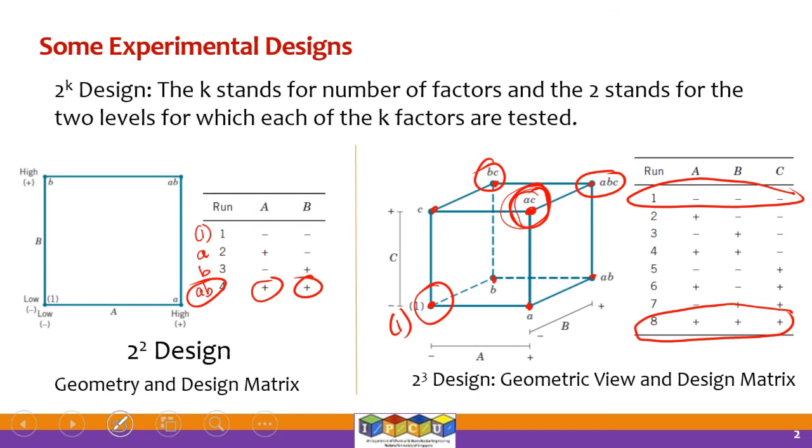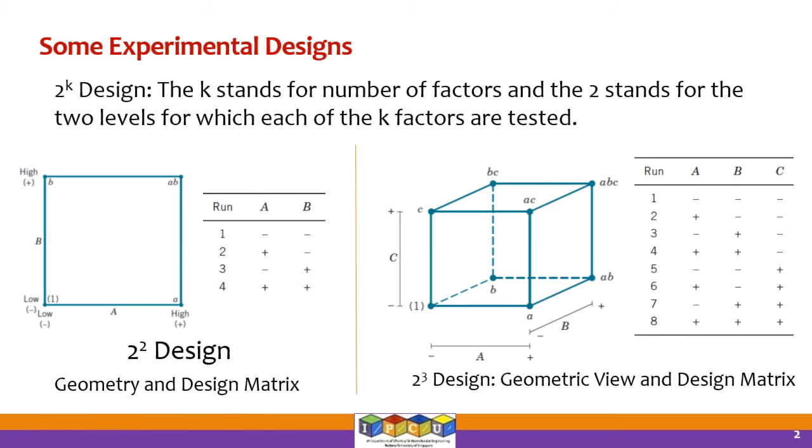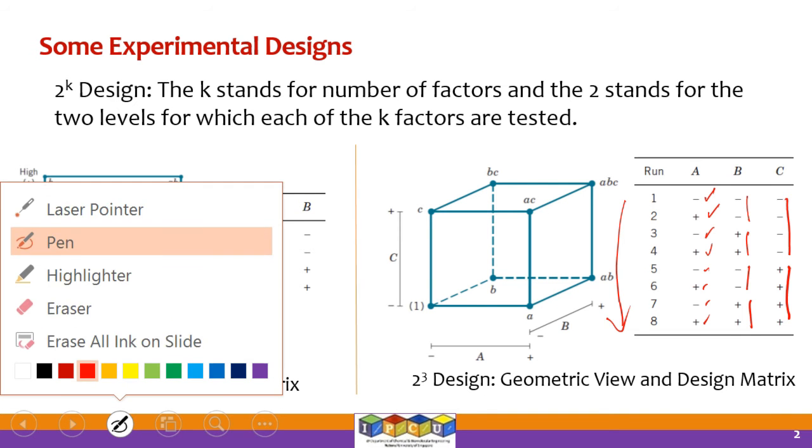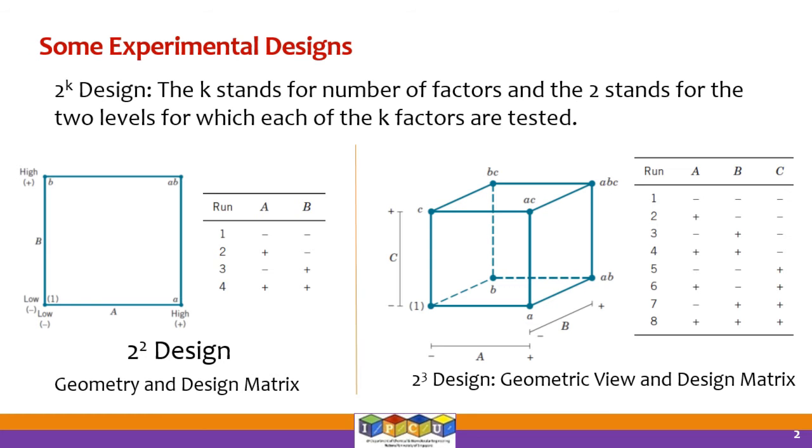So this one is called the standard form again. This is the standard form. So the factor A goes as minus plus minus plus minus plus minus plus in this case, and factor B goes as two minuses followed by two pluses, two minuses followed by two pluses, and C goes as four minuses followed by four pluses. So what you see is there is a certain pattern that is associated with how we write the experiments in standard order.